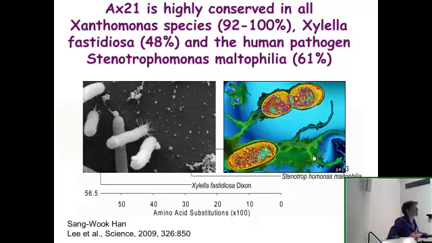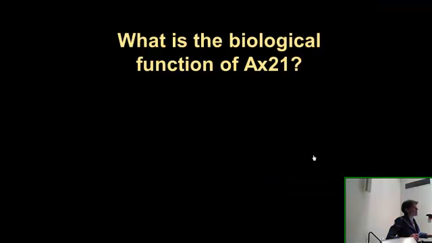So this thing is highly conserved. Biologists think, okay, if it's conserved, it's important. And so the question is, well, what does it do? Why does the bacteria maintain this molecule that allows it to be recognized by the host?